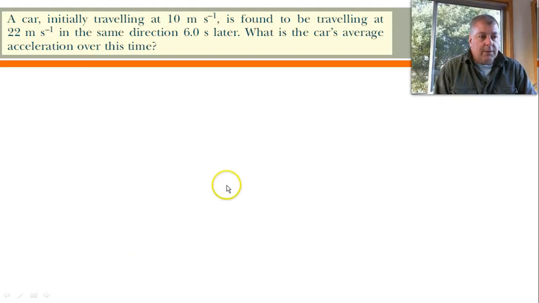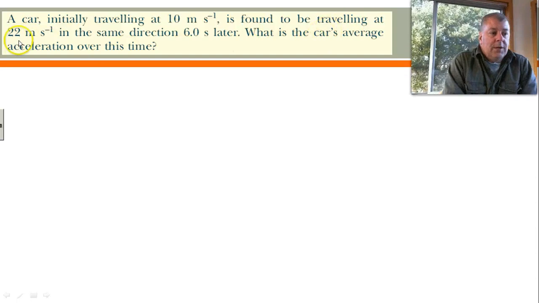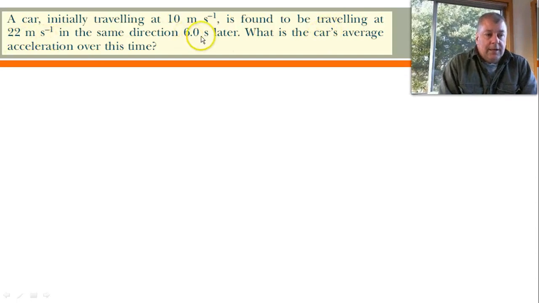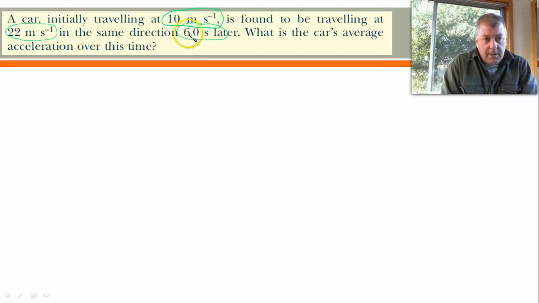So let's have a go at an example. A car initially travelling at 10 meters per second is found to be travelling at 20 meters per second in the same direction 6 seconds later. What is the car's average acceleration over this time? I often find it's a good idea, when you're starting off these things, to circle the information that you're given. The first piece of information is a velocity, then we're given another velocity, then we're given a time, and we're asked to find the acceleration.